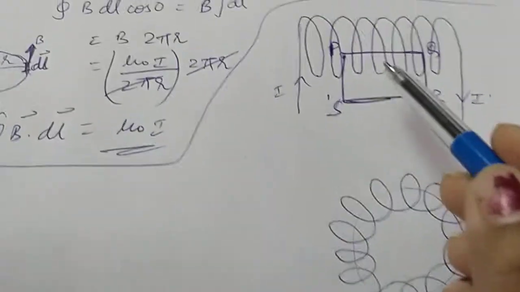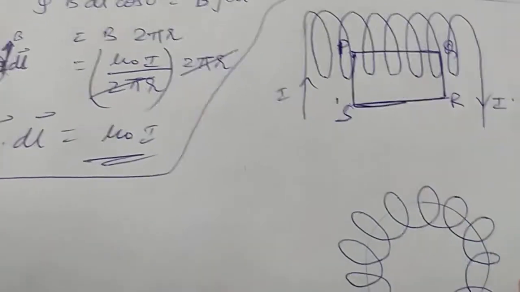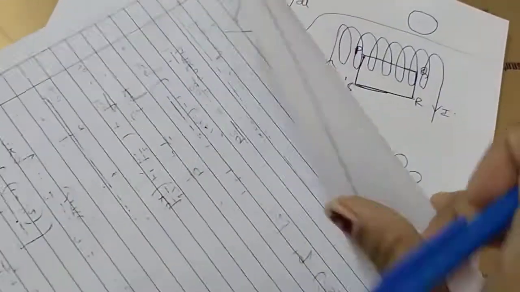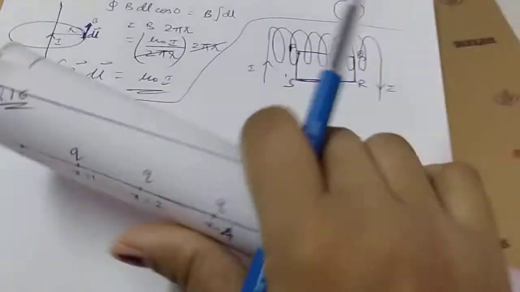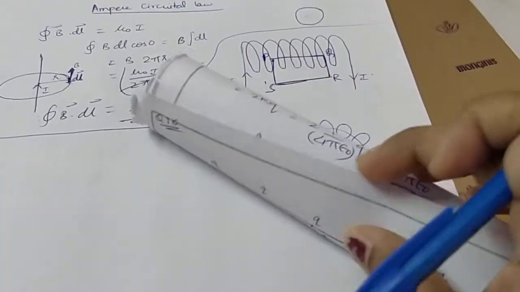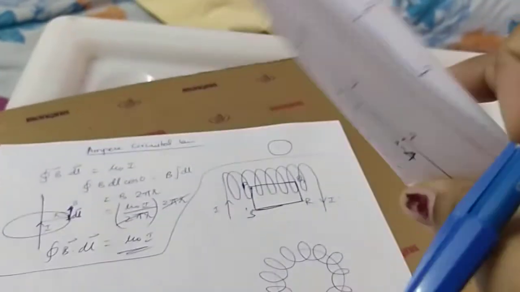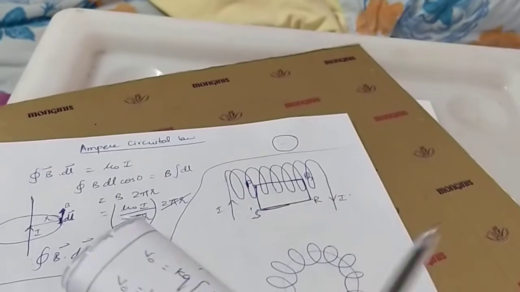You see, it is a 2D figure again. If I roll this paper, it will be cylindrical. So my solenoid will be like this, and half of the rectangle PQRS is inside this hole, and half will be outside this roll. So what will happen now?